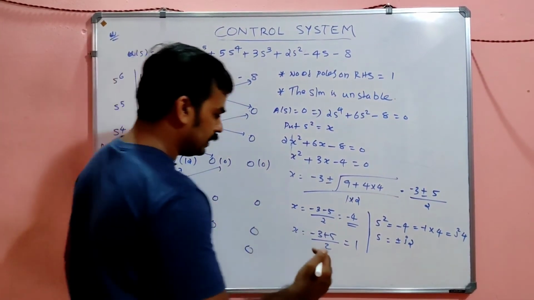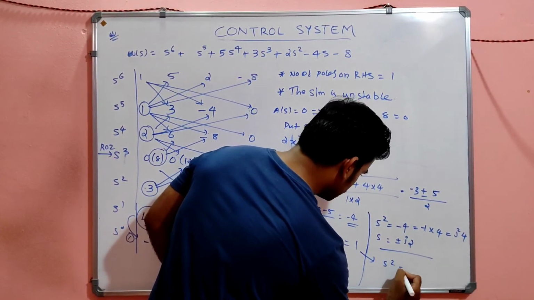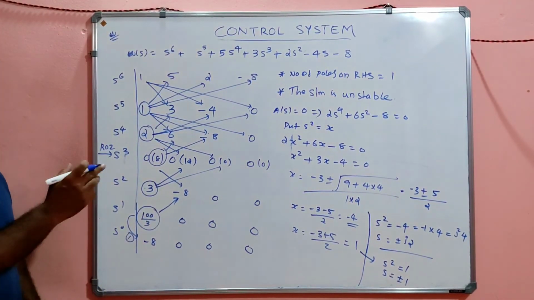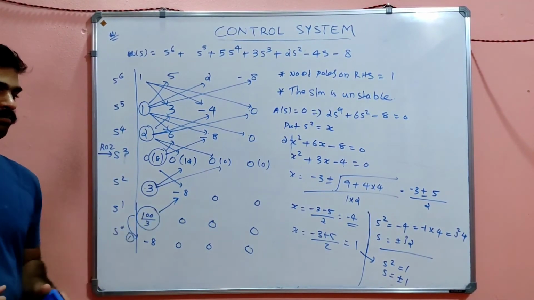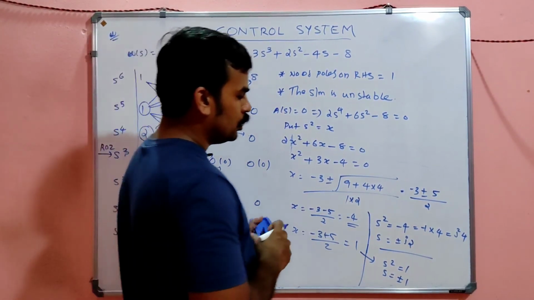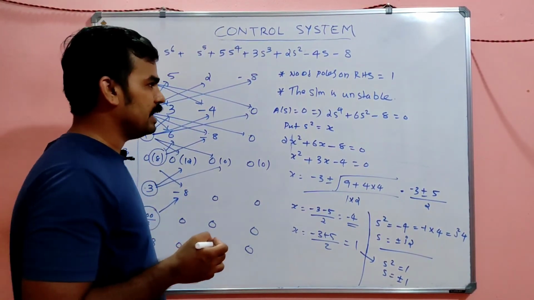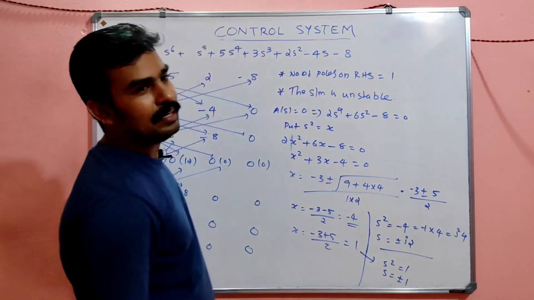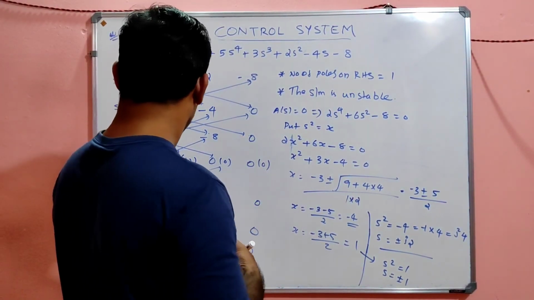Correct na? For this one, s square equal to 1 means s is equal to plus or minus 1. Correct na? Because we already substituted x. S square equal to x na? So it will become s square equal to 1. So s equal to plus or minus 1. So now you have, my dear, 2 roots on the imaginary axis, and again 2 roots on the LHS.